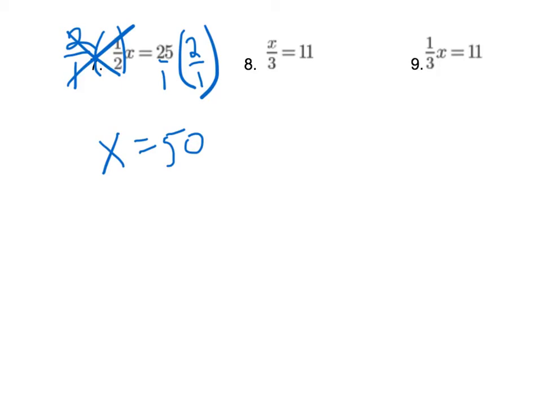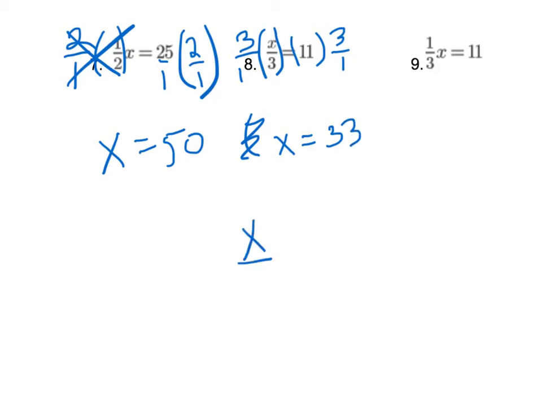X over 3 is 11. You can think about this. If you divide all your pancakes by 3, you get 11. Okay, well, that means you have 33 pancakes. But here, if we're dividing by 3, the opposite of that is multiplying by 3. And here we want to multiply 3 to both sides, but that's 3 over 1. 3 over 1 to both sides, and then we have x equals 33.